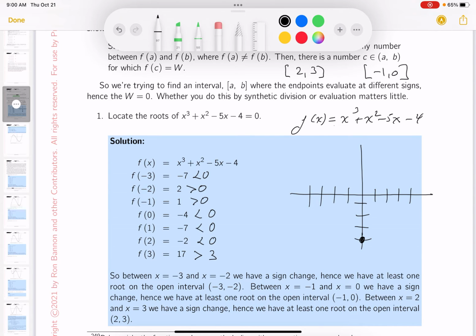I know there's a root between 2 and 3. Let me take a look at that. It's over here somewhere. I don't know where it is, but I know it's between there. All right, we'll talk about why I know it's only 1 now. I know there's a root between minus 1 and 0. That's over here. Again, I don't know exactly where it is, but I'm going to say it's between there. And what else do I know? I know there's a root between minus 2 and minus 3, right? So I'm going to say over here somewhere.